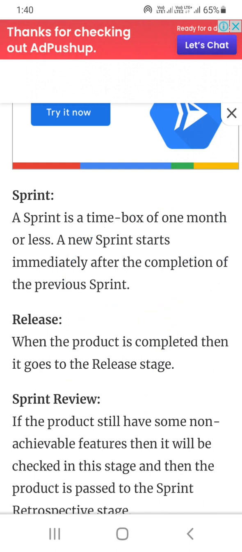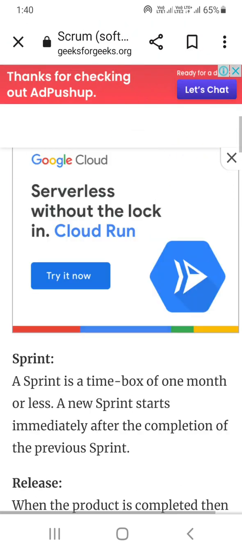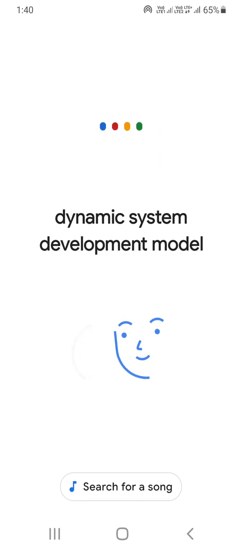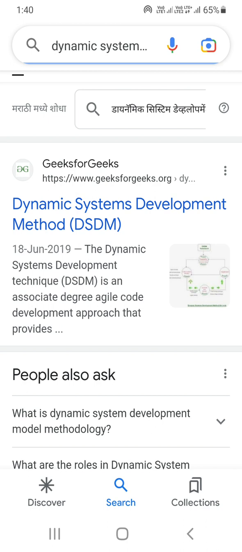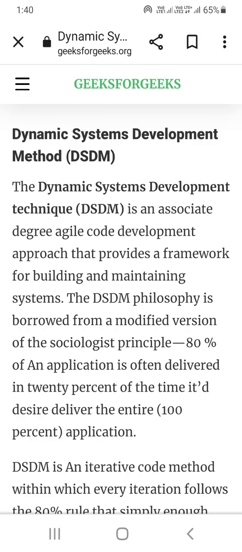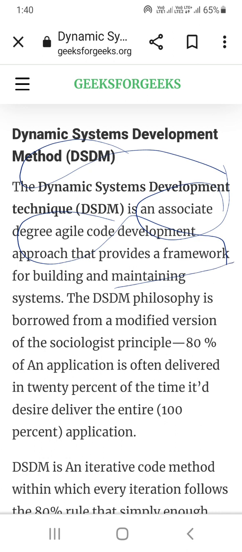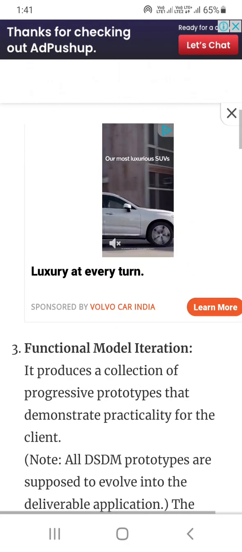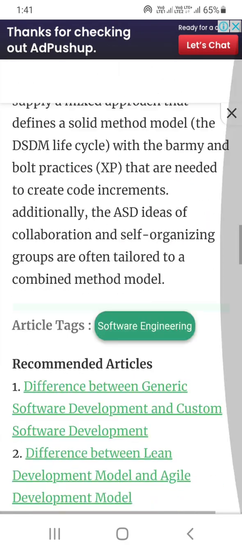Now we will learn what the dynamic system development model is. Dynamic system development model in software engineering is an associative agile software development approach that provides a framework for building and maintaining systems. The dynamic system philosophy is to borrow a modified version of the 80/20 principle, and this is the business study and more.